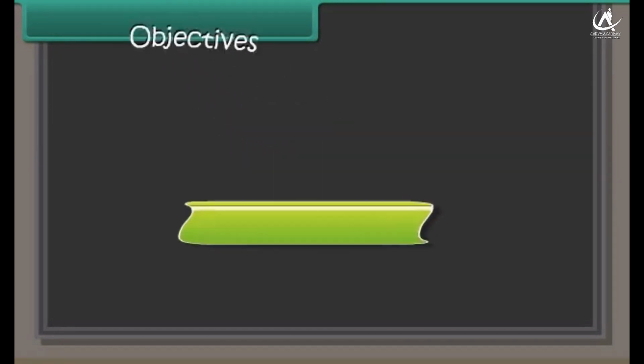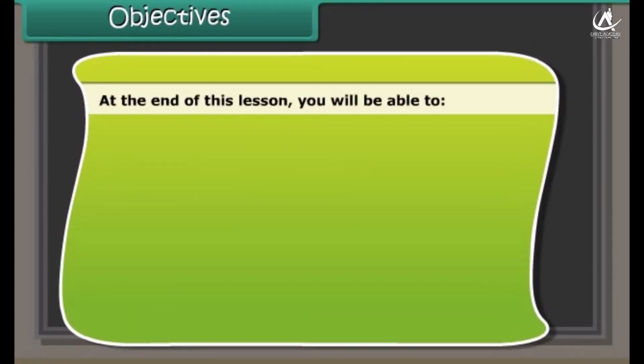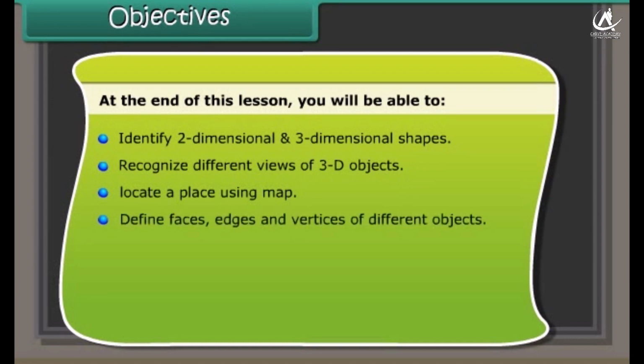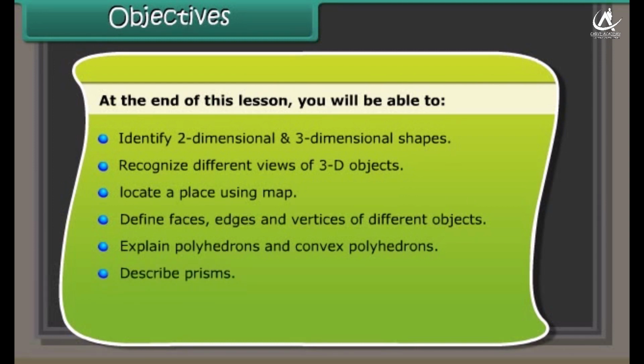Objectives. At the end of this lesson, you'll be able to identify two-dimensional and three-dimensional shapes, recognize different views of 3D objects, locate a place using a map, define faces, edges, and vertices of different objects, explain polyhedron and convex polyhedrons, describe prisms, discuss pyramids, and apply Euler's formula.